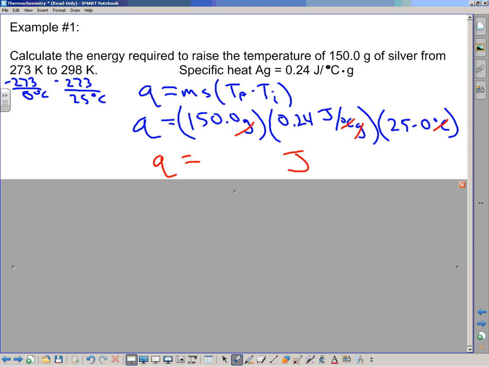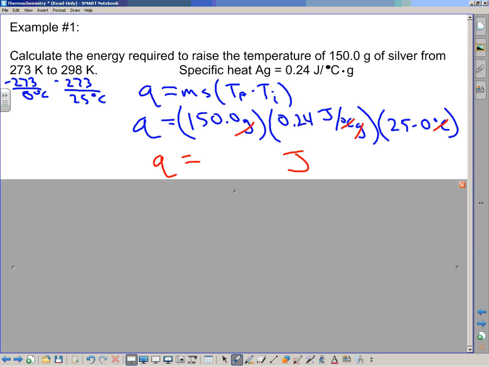It's always the language of the word problem. From 273 to 298. So our initial temperature is 273. Our final temperature is 298. You do have to pay a little bit of attention to the language to be able to determine which one is going to be TF, which one will be TI here.